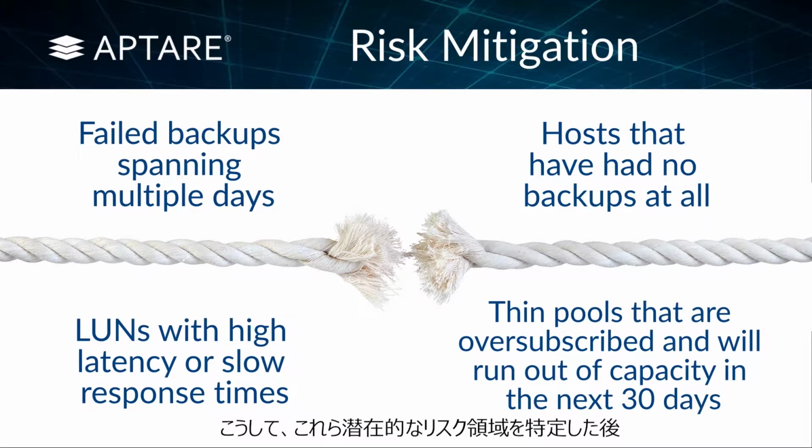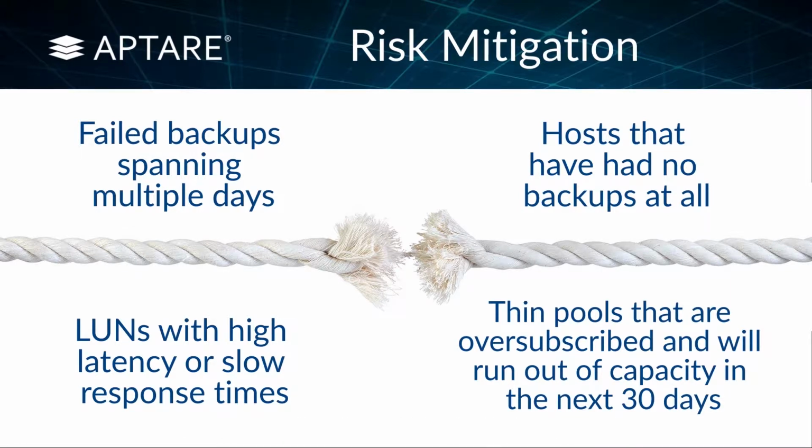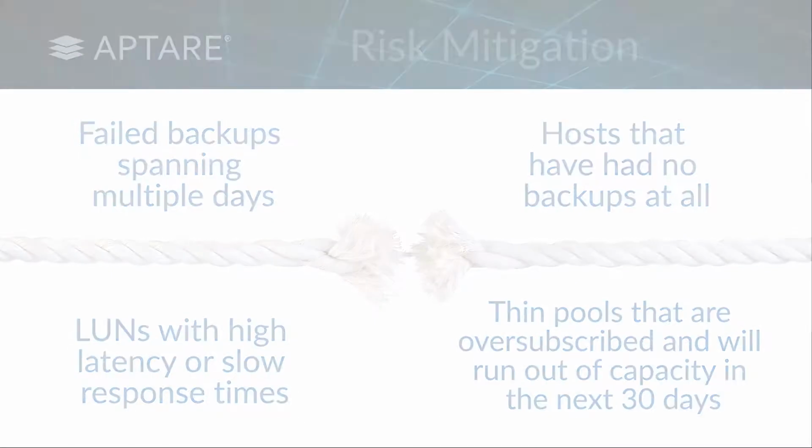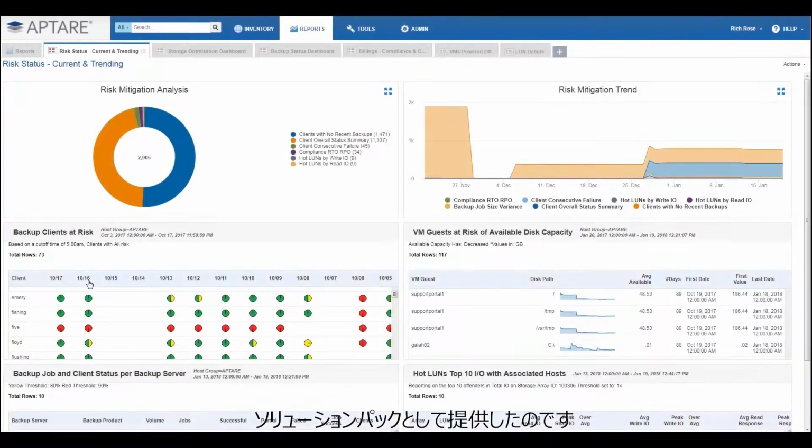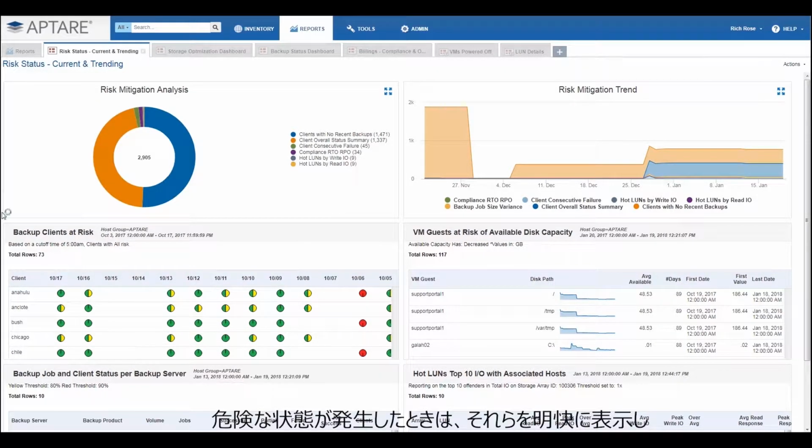After we identified these areas of potential risk, we combined them into a single dashboard, which we refer to as a solution pack. This solution pack provides a single unified pane of glass that shows every area of risk within your enterprise, both on-prem and cloud. It does this by constantly monitoring your environment and tracking down anything that could even potentially put your data at risk. Then it displays it in a simple, straightforward way.